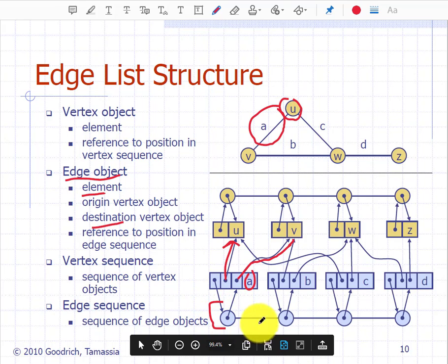So this could also be an array or it could be a linked list, but my point is that it's an explicit list indicating all of the edges. So if you want to print out all of the edges, you go to this list. You want to print out all of the vertices, you go to this list.